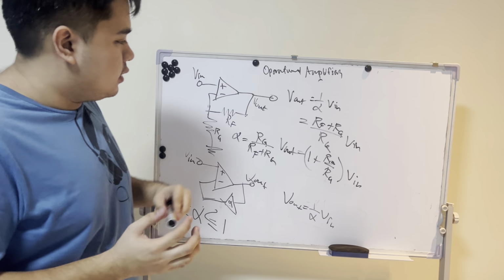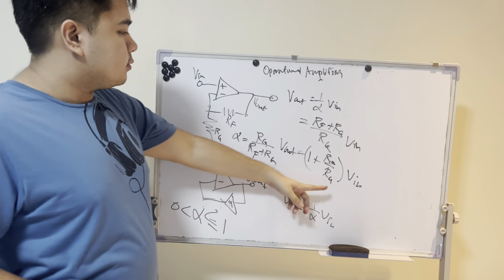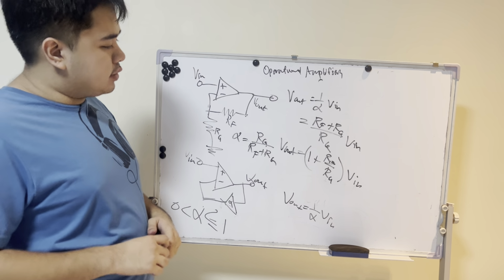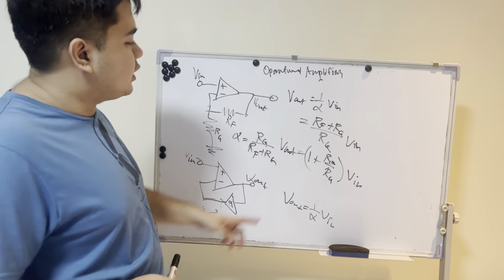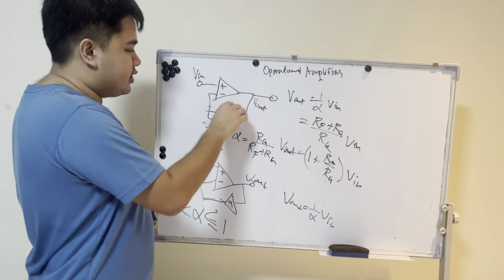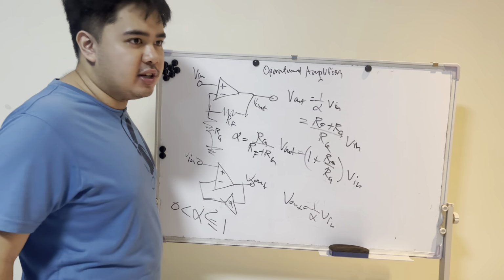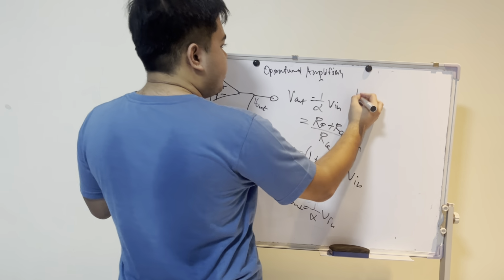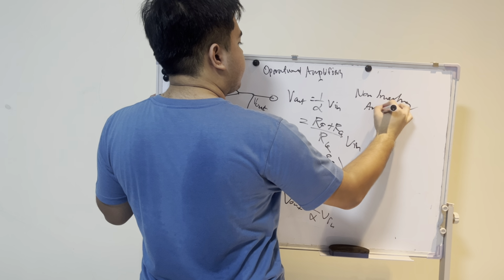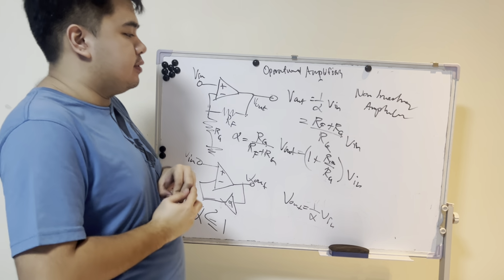Right? This is the gain of this amplifier. 1 plus RF over RG is the gain. That means we can control RF and RG, therefore we can control this gain. So by just adjusting RF, we can have whatever gain we want using the operational amplifier. This is a non-inverting amplifier. Right? Because it doesn't invert, the gain is positive.